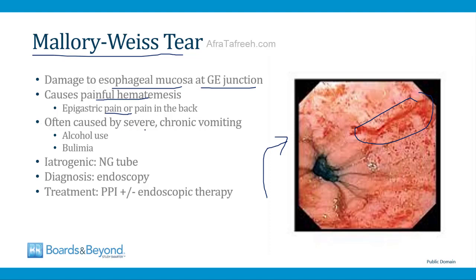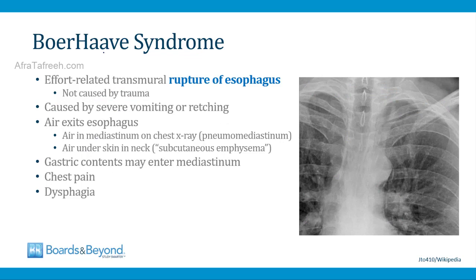Often this occurs in patients who have a history of severe chronic vomiting, for example, patients with heavy alcohol use or patients with bulimia. This can also sometimes be iatrogenic. When a nasogastric tube is inserted, it can tear the esophageal mucosa. The diagnosis is made by endoscopy, and the treatment is first of all with proton pump inhibitors. With this therapy alone, sometimes the tear will heal. If the tear doesn't heal or if there is severe bleeding, there are endoscopic therapies as well that can be used to stop the bleeding. So a Mallory-Weiss tear is a tear in the mucosa of the esophagus from severe vomiting.